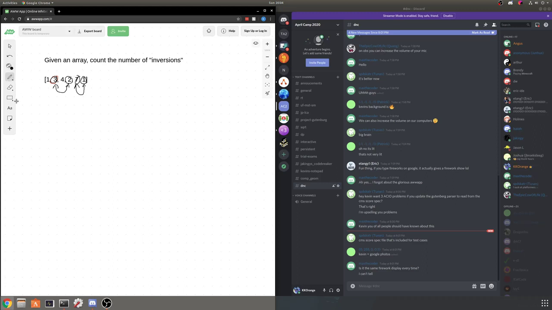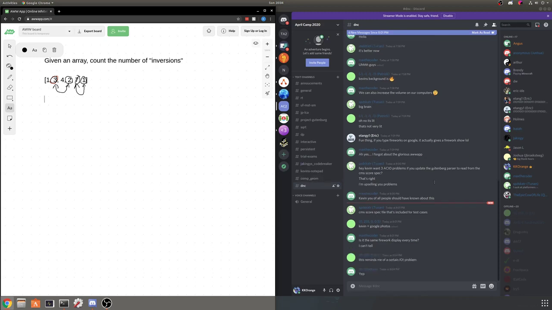Okay, does the problem make sense so far? Somebody is typing. Maybe. I can't think of which IOI problem you're thinking about, but this is like a classic problem in computer science.